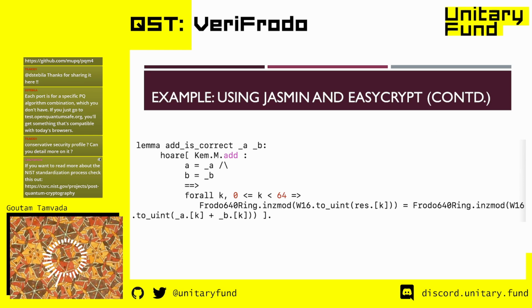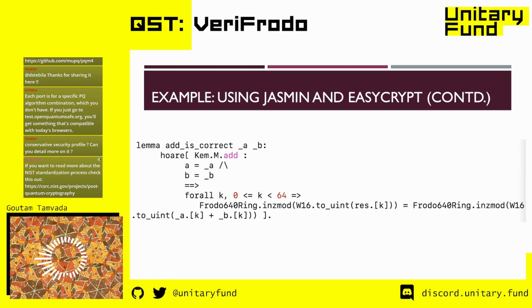And here's a theorem in EasyCrypt stating a correctness specification for the EasyCrypt code. What it is essentially saying is that for all input arrays A and B, each element of the output array is the sum mod 2 to the power 15 of the corresponding pair of elements of the input arrays. So if you have two input arrays A and B, then all this is saying is that the output array, which has 64 elements, each element is just a sum of the corresponding elements of A and B, followed by a modular reduction.